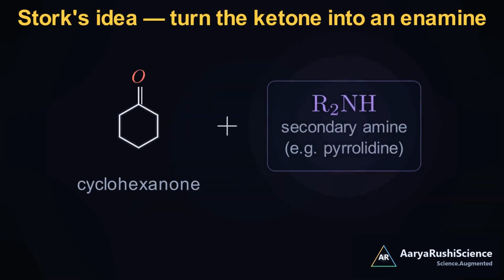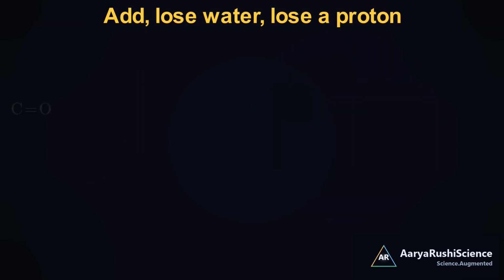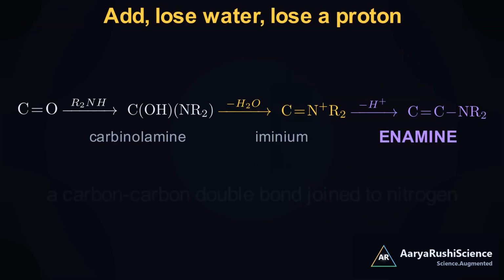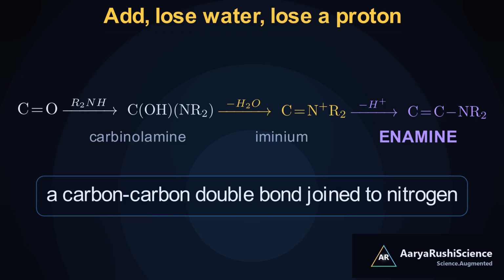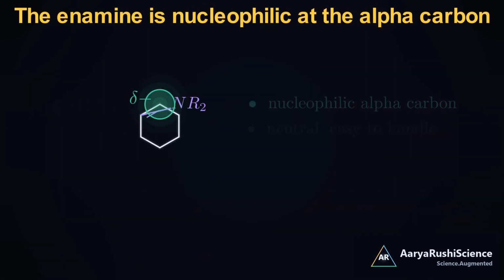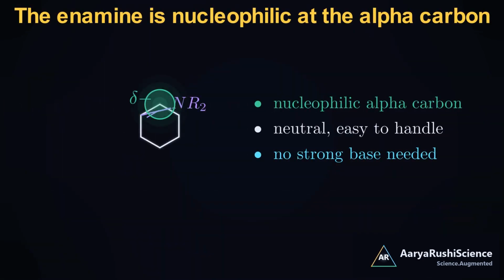Gilbert Stork found a gentler way to use the alpha carbon. Treat the ketone with a secondary amine, such as pyrrolidine. The amine adds to the carbonyl, water is lost to form an iminium ion, and an alpha proton leaves to give an enamine, a carbon-carbon double bond joined to nitrogen. Like an enol, the enamine is nucleophilic at the alpha carbon. But it is neutral and easy to handle, with no strong base required.